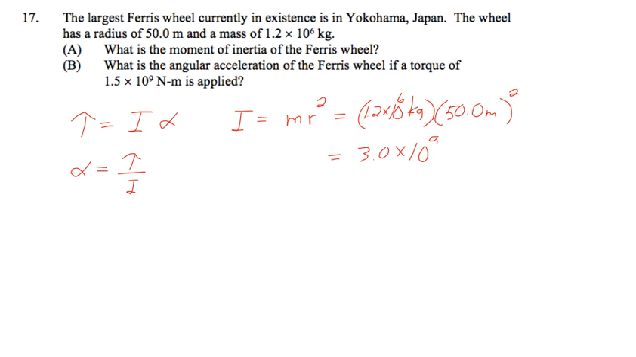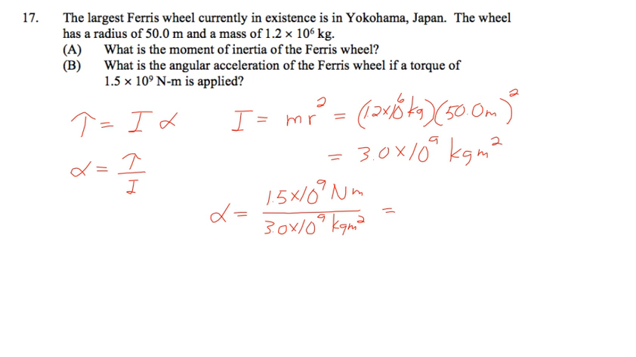And what are our units for a moment of inertia? Kilogram meters squared. And so now I just have to plug the numbers in here. My alpha is going to be, the torque was given as 1.5 times 10 to the 9th Newton meters, and we're going to divide that by 3.0 times 10 to the 9th kilogram meters squared.